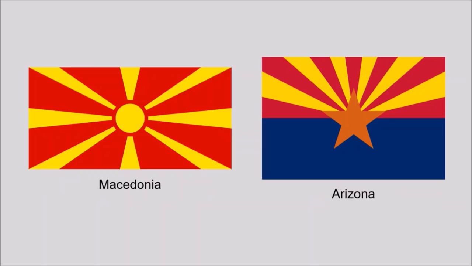Or similarly, look at these flags. The flag of Macedonia, strong, striking colours. On the other hand, Arizona, it's a good design idea, but I think it's just completely ruined by the failure to pay attention to contrast. What were they thinking with this flag? That just ugly brownish orange star in the middle there. It just doesn't work at all.